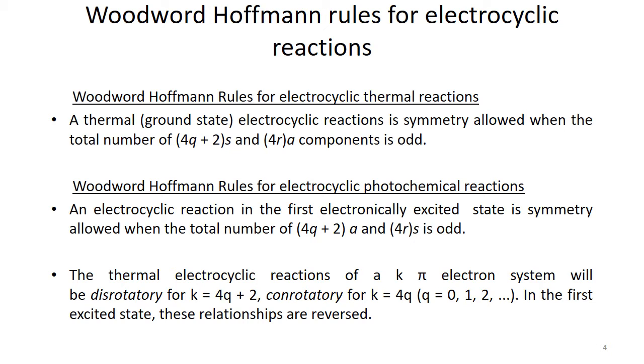This is what we have already learned in the selection rules: a thermal electrocyclic reaction of a 4n plus 2 pi electronic system happens through disrotation, and a thermal electrocyclic reaction of a 4n pi electronic system happens through conrotation. These trends are reversed for photochemical or excited molecular orbital states.